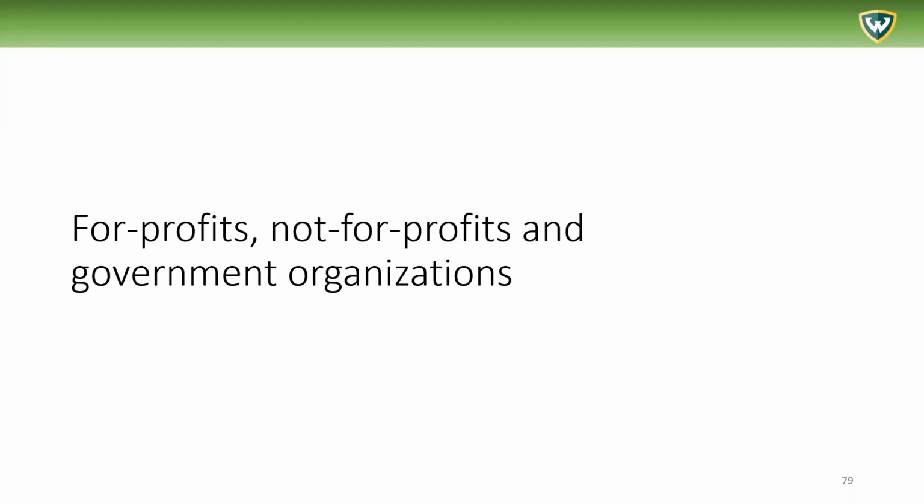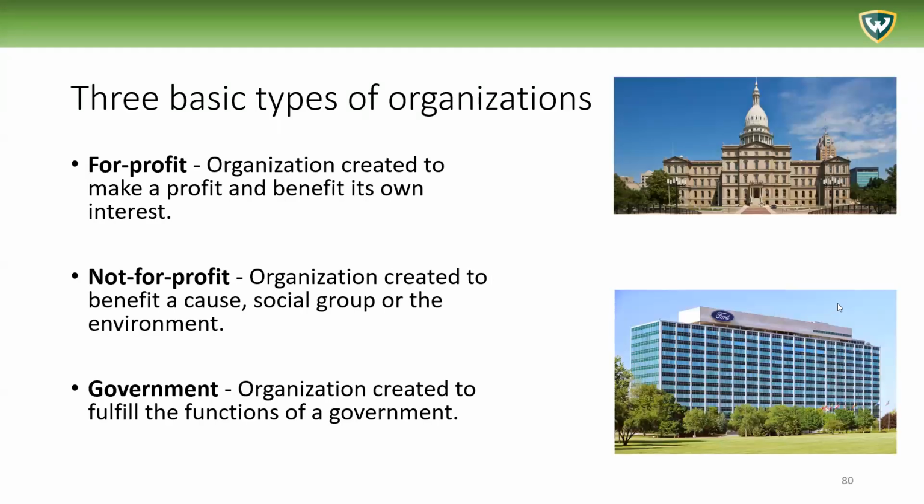For-profits, not-for-profits, and government organizations. So I wanted to discuss three basic types of organizations and explore some of their characteristics. So we have for-profit organizations, which are organizations created to make a profit and benefit its own financial interest. And not-for-profit are organizations created to benefit a cause, social group, or the environment. And government are organizations created to fulfill the functions of a government and a legal jurisdiction and territory.